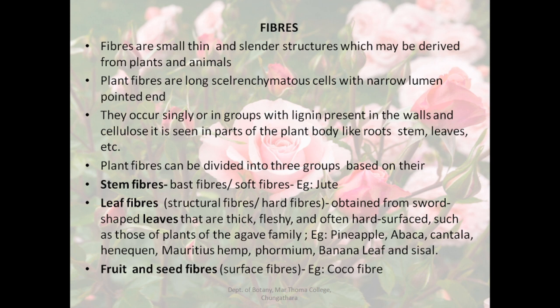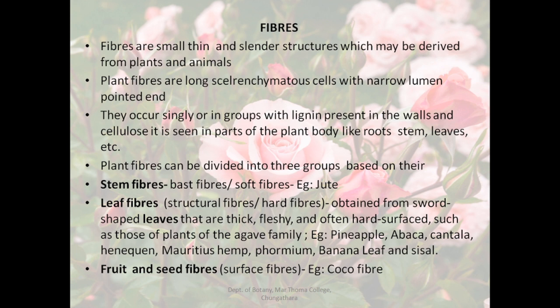Plant fibers are classified into three different groups, mainly based on the sources from which they are extracted. First we have stem fibers, which are also known as bast fibers or soft fibers. The best example for stem fiber is jute, which is obtained from the fiber cells present in the stem of this plant.